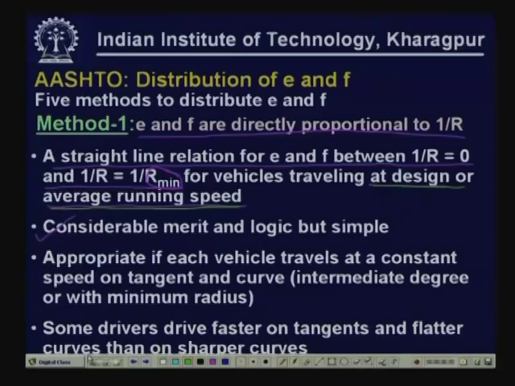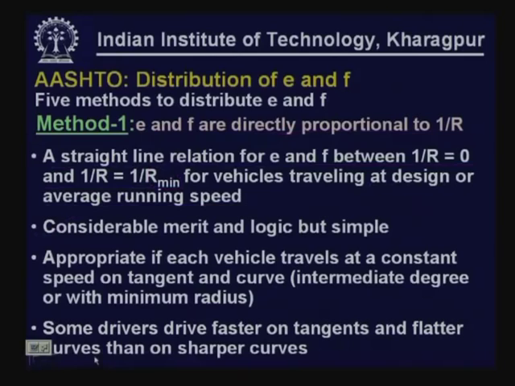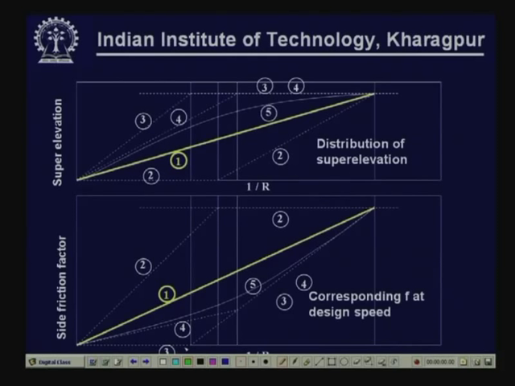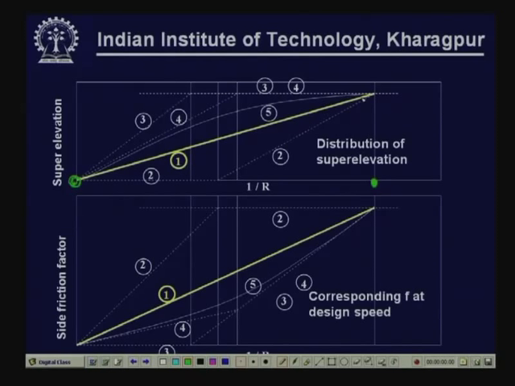Now, let us see the graph. Here the distribution is shown for super elevation and also for the corresponding side friction. So, this is the point 1 by r is 0, and this is the point 1 by r is 1 by r minimum, or the r minimum is the radius of the circular curve. Now, it indicates a straight line relationship as shown here by the yellow line for the distribution of super elevation. A corresponding distribution of F is also shown, the side friction factor.